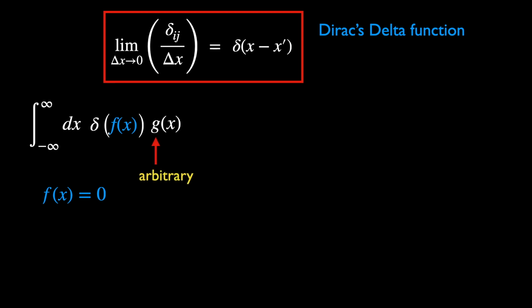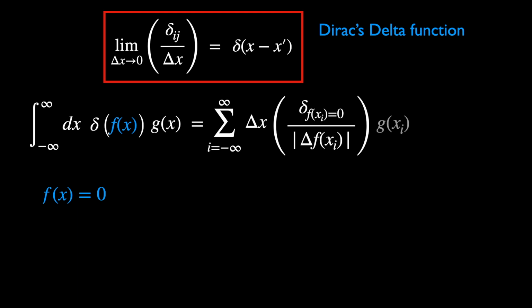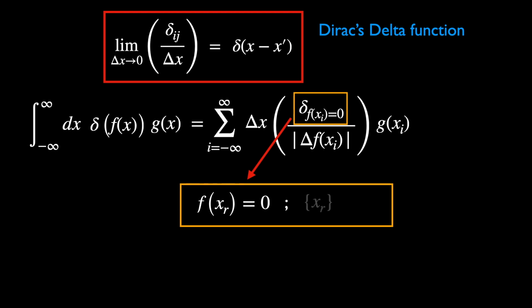g(x) here is an arbitrary function. Again, it will prove useful to substitute this integral with its discrete version. Note that delta f in the denominator of the delta function is the measure of f if f is treated as an integration variable. Therefore it is positive, hence the absolute value is taken. This must be so, since f is the argument of the delta function. The Kronecker's delta imposes the constraint f(x) equals 0 and picks out all the roots of this equation from under the sum.